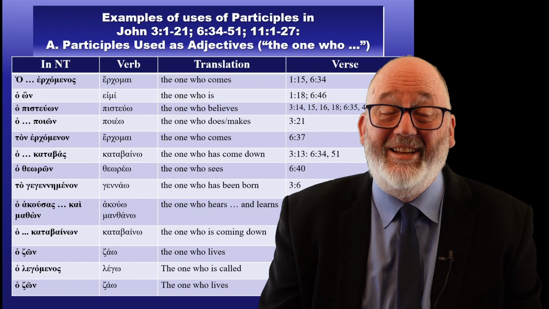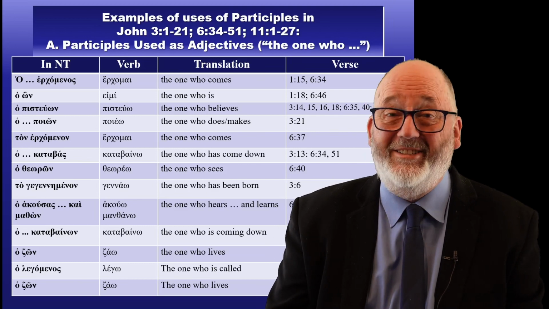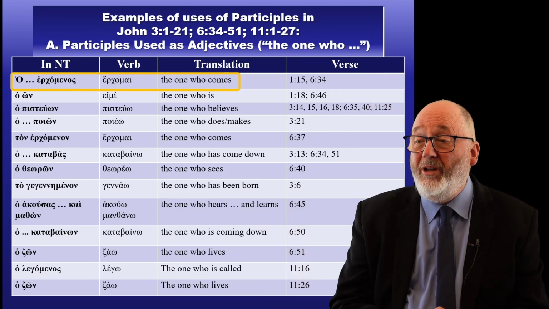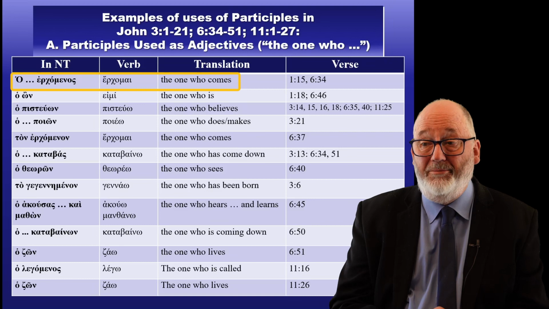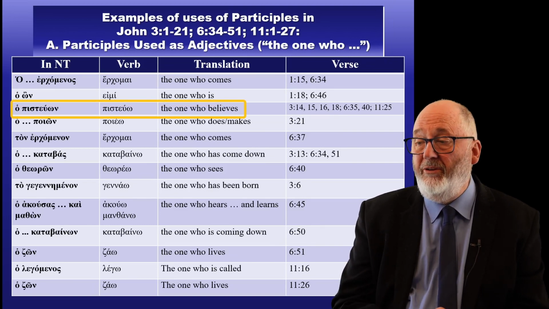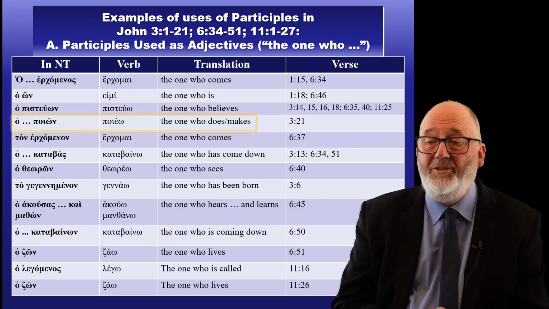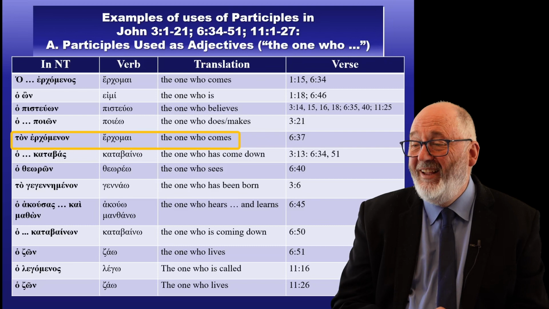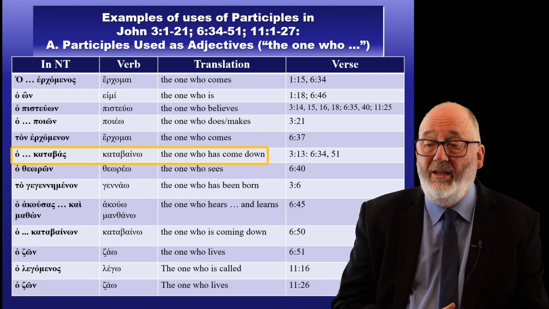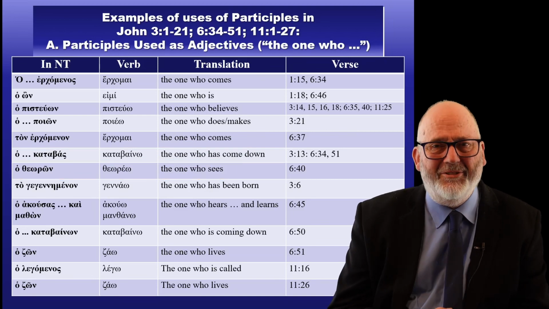As you might guess, these are set passages that I had one year for one of my classes, so I just used the notes I'd taken from there. Ho erchomenos, the one who comes. Ho on, the one who is. Ho pisteuon, the one who believes. Ho poion, the one who does. To erchomenon, the one who comes. Ho katabas, the one who comes down. Ho theoron, the one who sees, well, etc.